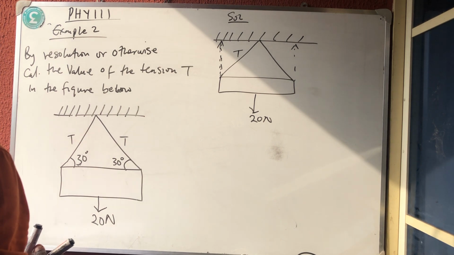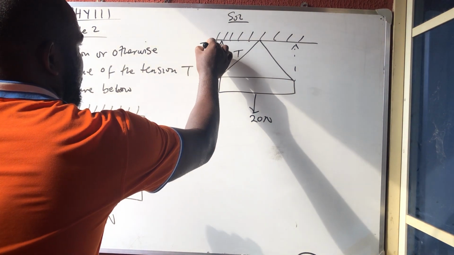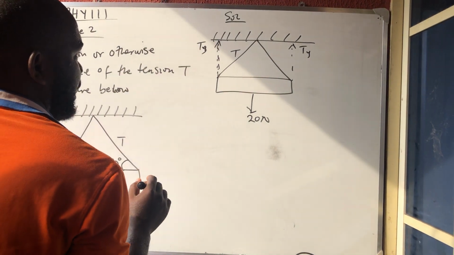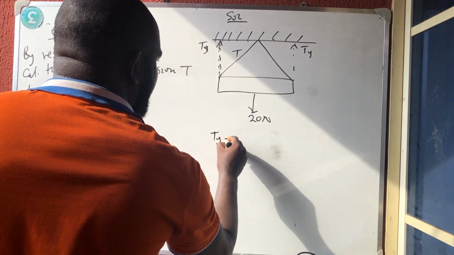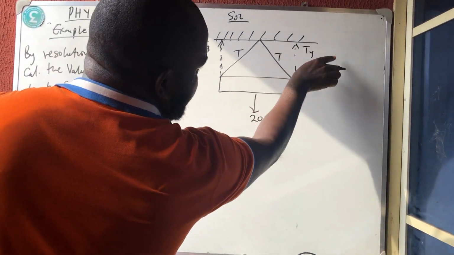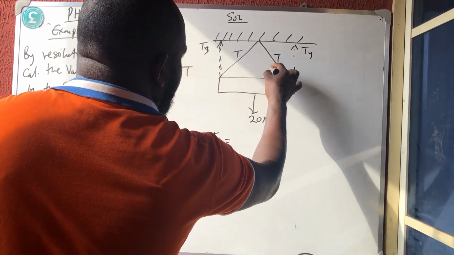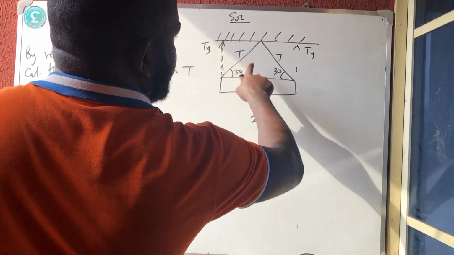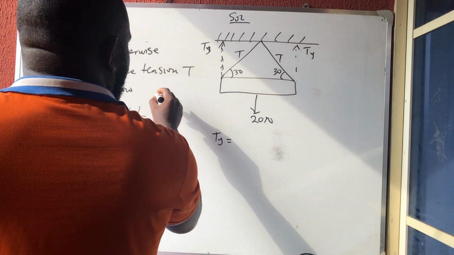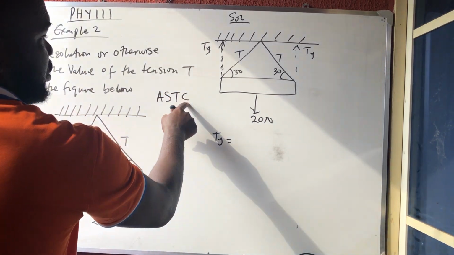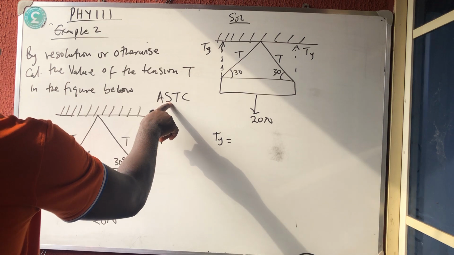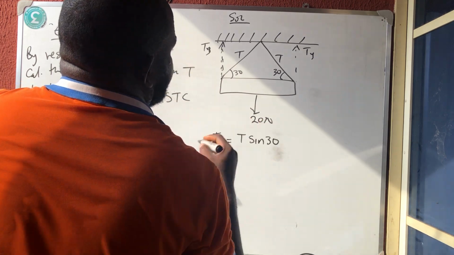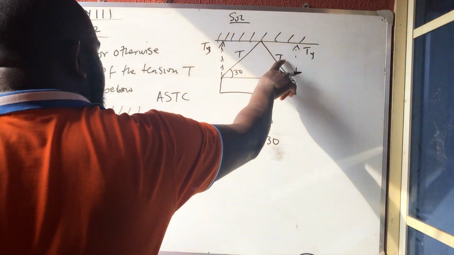Don't forget that this is our Ty and our Ty. Okay, so now how do you do it? Now note that Ty should be equal to what? This tension resolved this way. And look at the angle. The angle here is 30 and the angle here is 30. Is it towards or against? You see, it's against, or away. Since it's away, what am I going to use? Sorry, away is sine. So I'm using sine. It will now be T sine 30. This T you are resolving, sine 30.